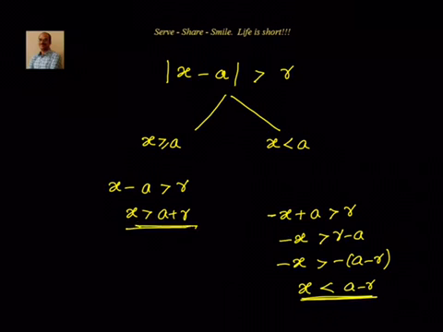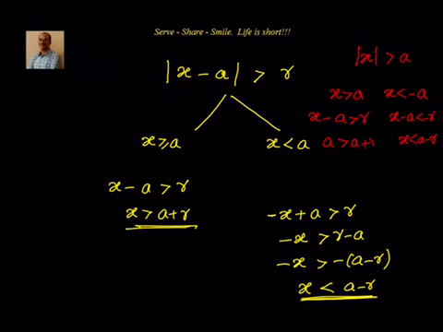This is exactly nothing but what we learned earlier. We said that if modulus of x is greater than a, then we know that x is greater than a or x is less than minus a. Now what happened to x? X became x minus a and a is r. So one will be x minus a greater than r. Another will be x minus a less than minus r. So in this case it will become x less than a minus r. In this case it will become x greater than a plus r.